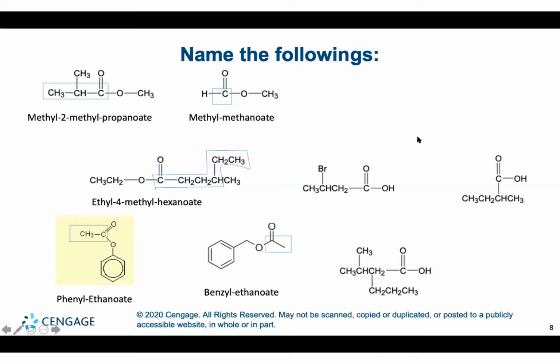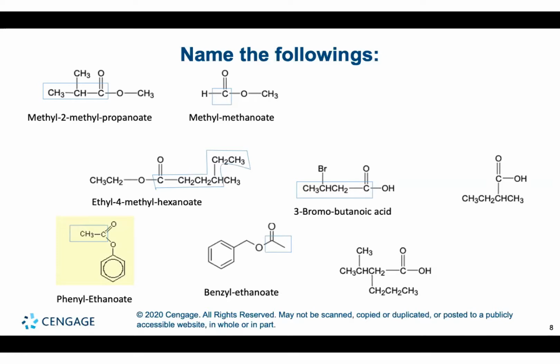Let's see how we can name these compounds. What's the functional group here, guys? This is a carboxylic acid functional group. Carbonyl attached to OH directly. So whenever we have a carboxylic acid, we end with -oic acid. So we find the longest chain and start numbering from the carbonyl, 1, 2, 3. It's going to be 3-bromobutanoic acid.